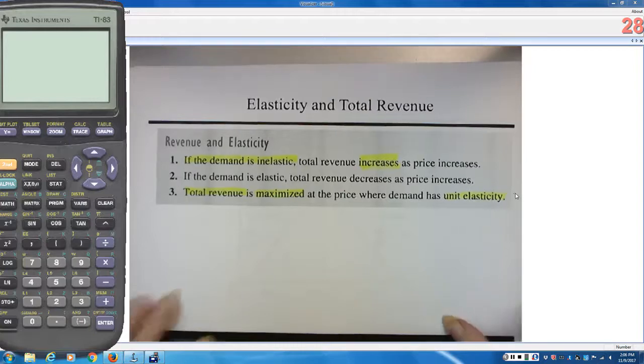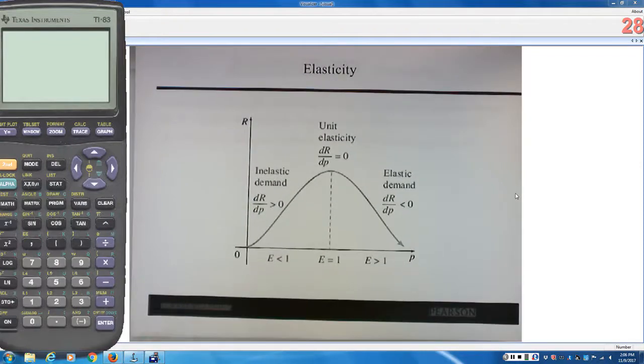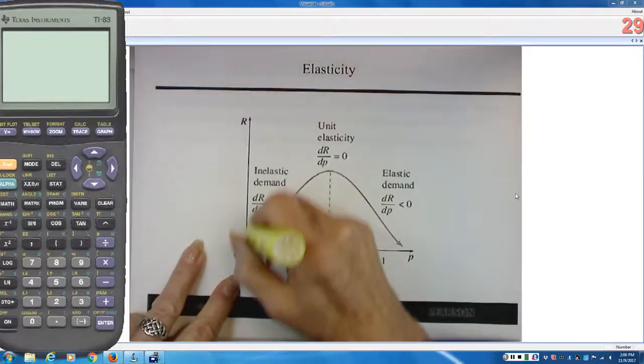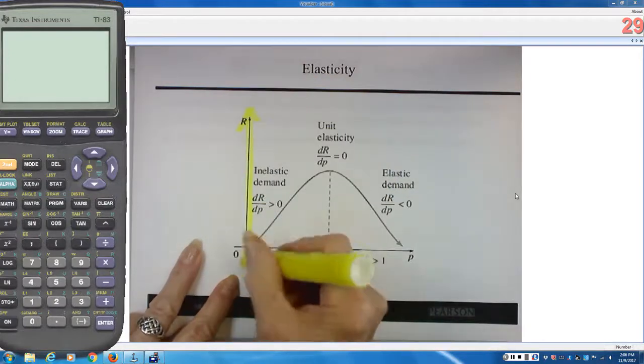Now I've got a graph, and this might be, if you're actually trying to take notes for the next test or trying to make note of something you want to pay attention to, picture this graph. This is your revenue. This is your price.